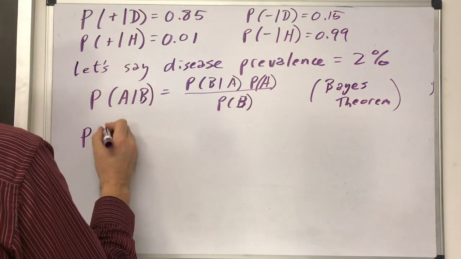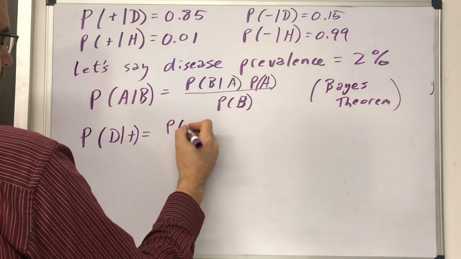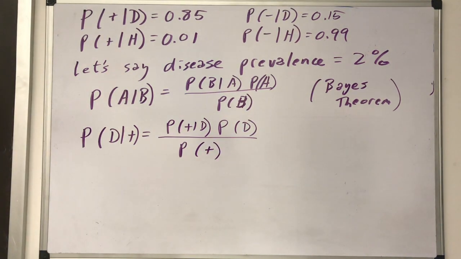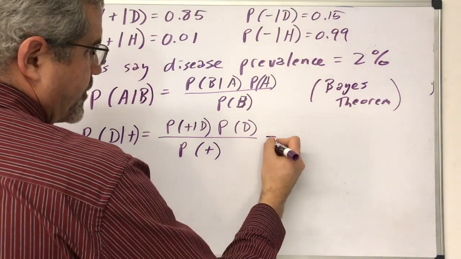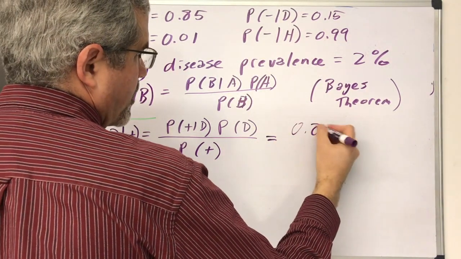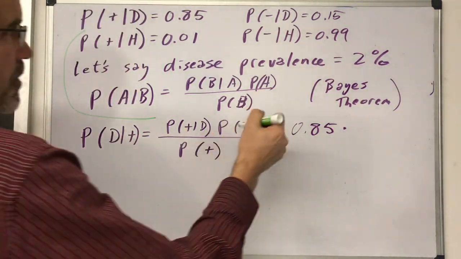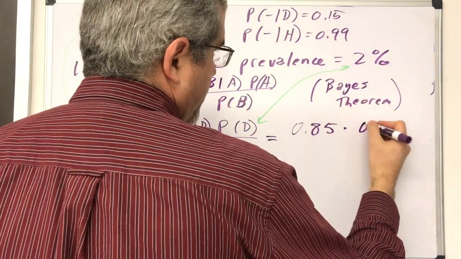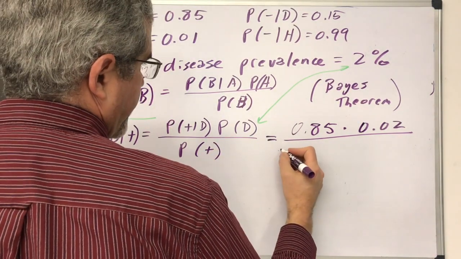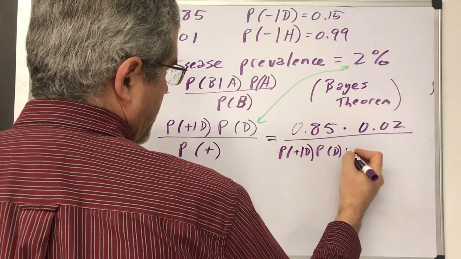And so we think to ourselves, here's a place we can use Bayes' theorem. So we can write that the probability of disease given a positive test is equal to the probability of a positive test given disease times the probability of disease, all divided by the probability of a positive test. Well, the probability of a positive test given disease is the true positivity rate, which is 85%, and the probability of a disease is 2%. The probability of a positive test is a bit more complicated, but not so much.